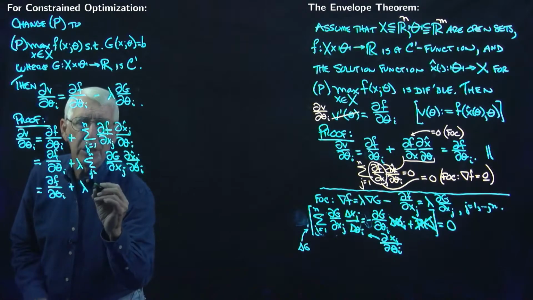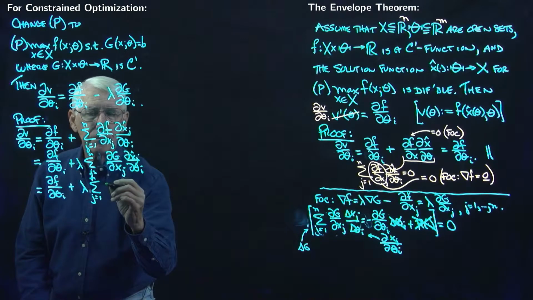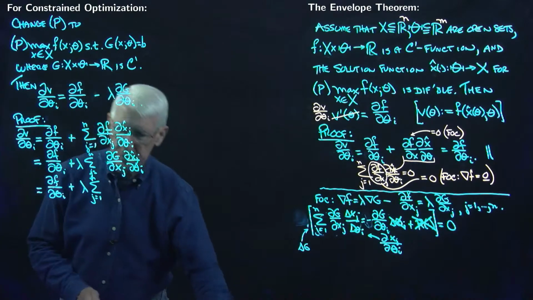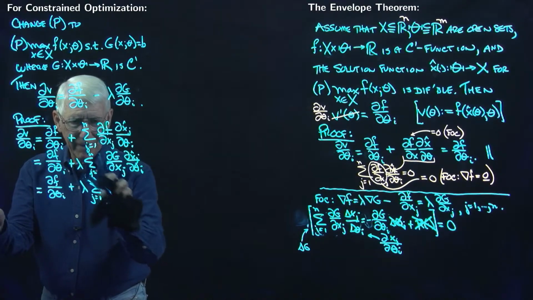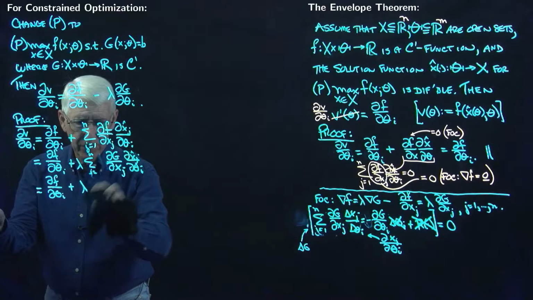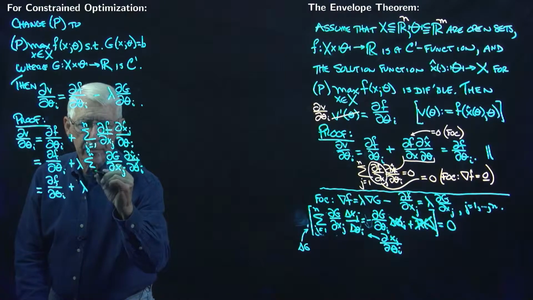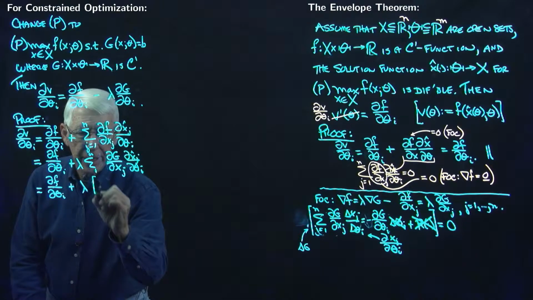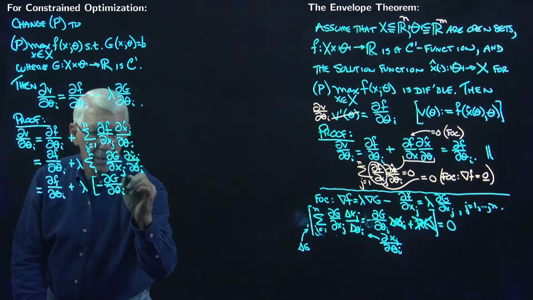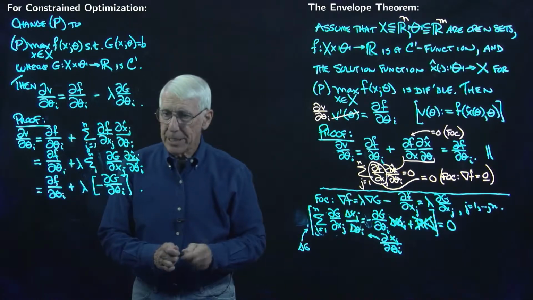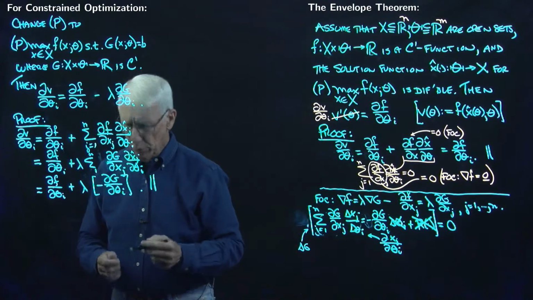So what we have is the sum, j equals 1 to n. In fact, let's just write this as minus the partial of G with respect to theta_i. And that's it. That gives us the conclusion, and that completes the proof.